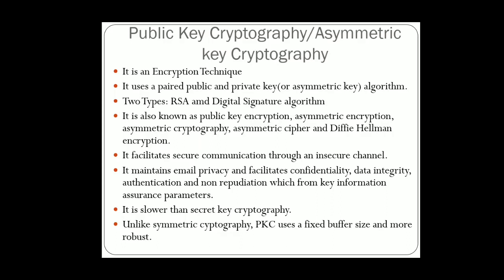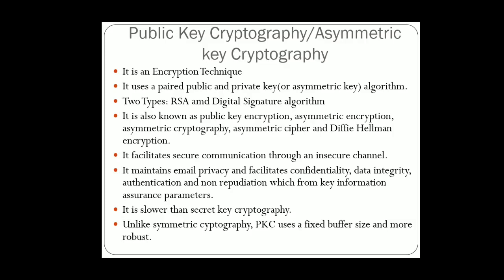For example, A uses B's public key to encrypt a message to B, which can be decrypted using B's unique private key. Public key cryptography maintains email privacy and ensures communication security while messages are in transit or stored on mail servers. Public key cryptography facilitates confidentiality, data integrity, authentication, and non-repudiation, which form key information assurance parameters.